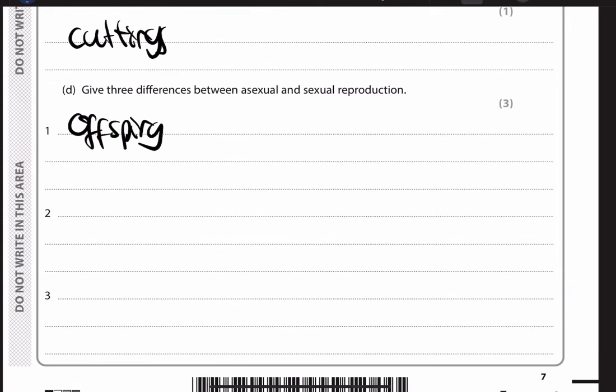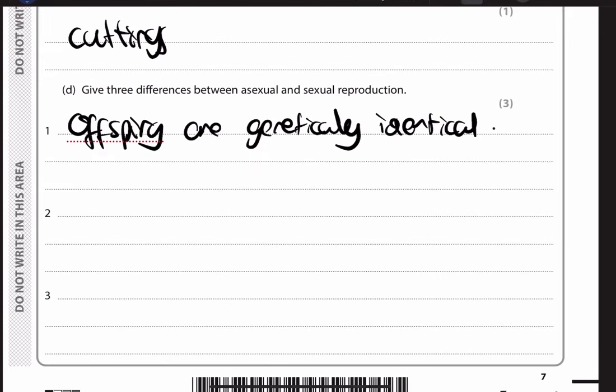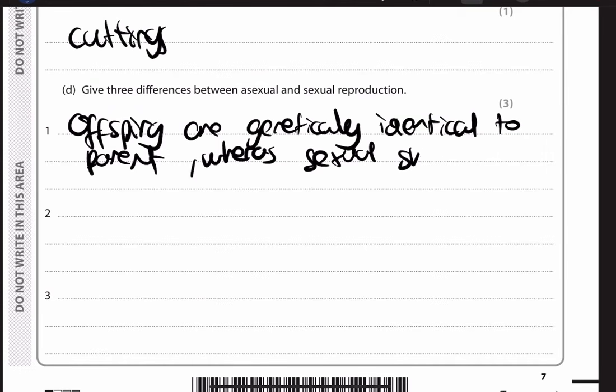Give 3 differences between asexual and sexual reproduction. Okay, very easy question. I'm sure you can think of many of them, the things that instantly go into my head, right? So in asexual reproduction, the offspring are genetically identical to the parent. Whereas sexual shows variation. So we have variation in sexual reproduction because we have assortment of gametes and it leads to genetic variation where the offspring is not genetically identical to the parent, right?